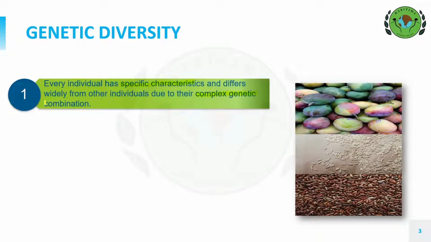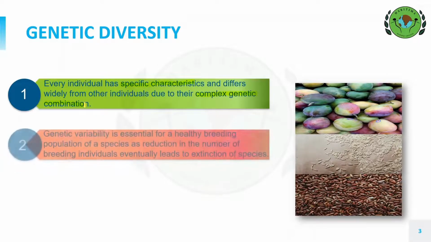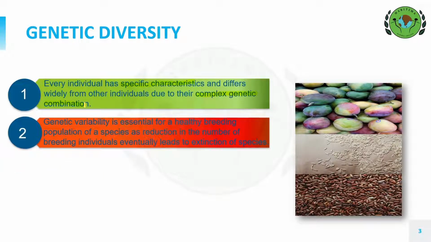You must be familiar with inbreeding depression, which is a decline in average individual fitness in small population sizes due to mating within related individuals. It clearly shows that genetic diversity is important for a healthy breeding population of a species, and reduction in breeding individuals will eventually lead to extinction of species.